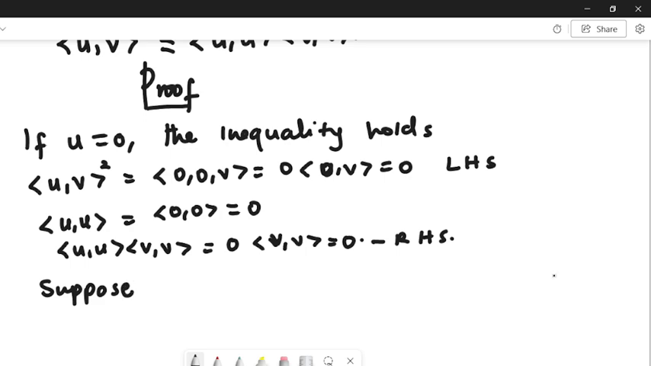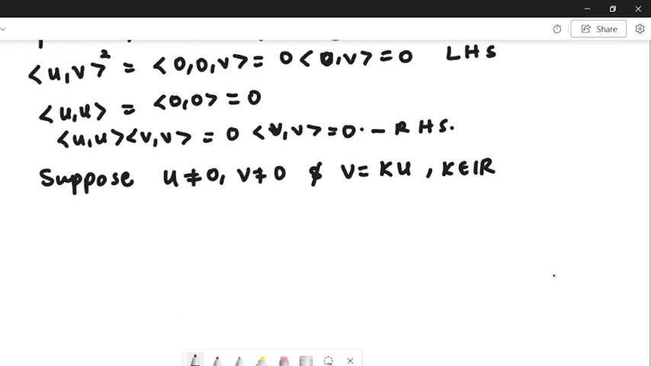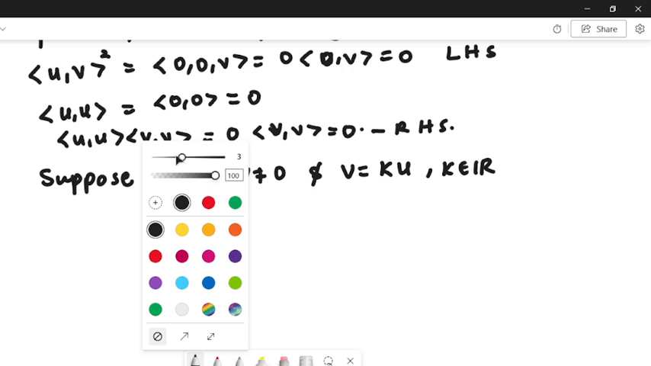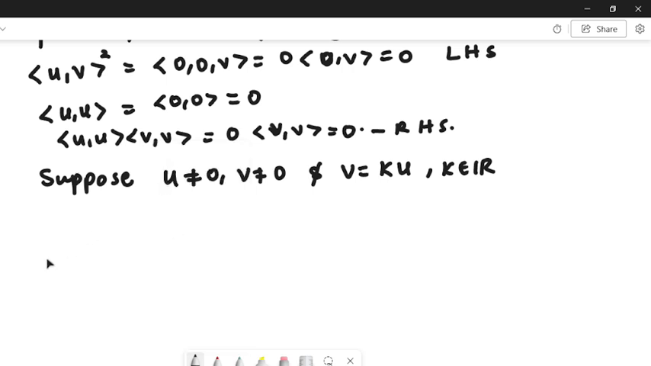Now we are supposing that we don't want u to be 0. Neither do we want v to be 0. But now we are putting v equals to ku, where k is a scalar. So what happens is we are going to substitute k wherever we have a v. So we prove the left hand side, because it's an inequality. The left hand side and the right hand side must always agree.